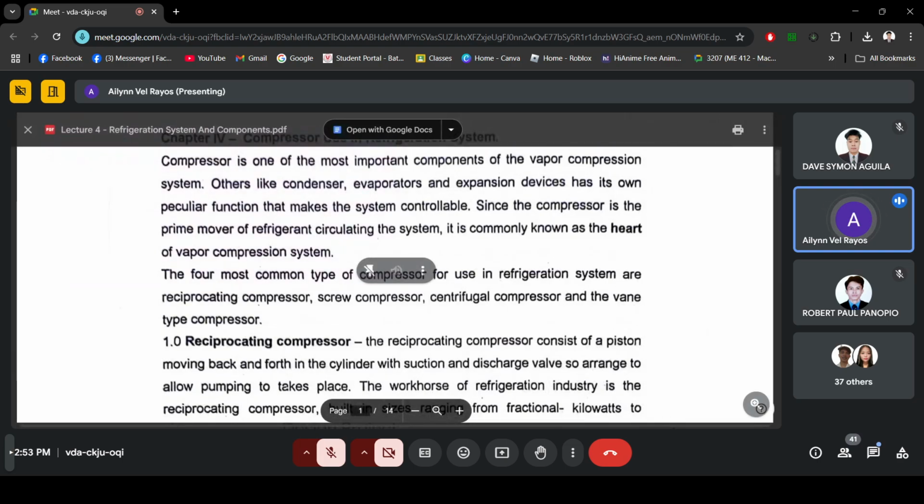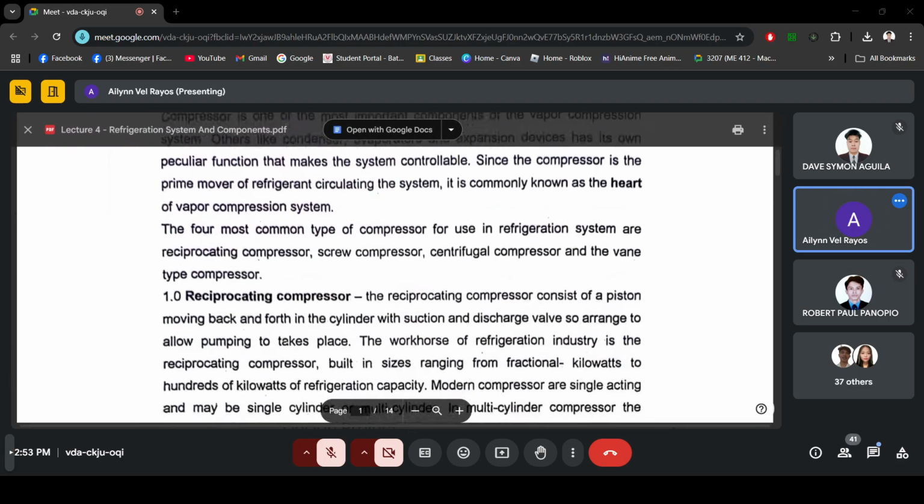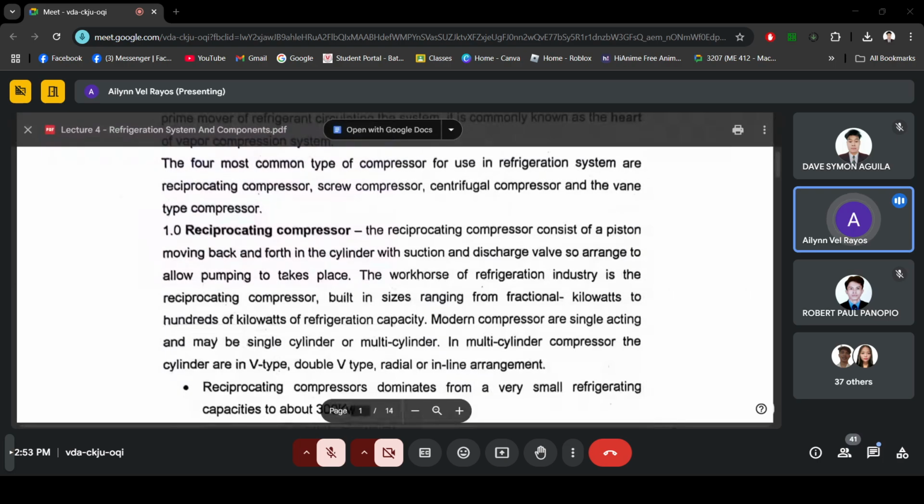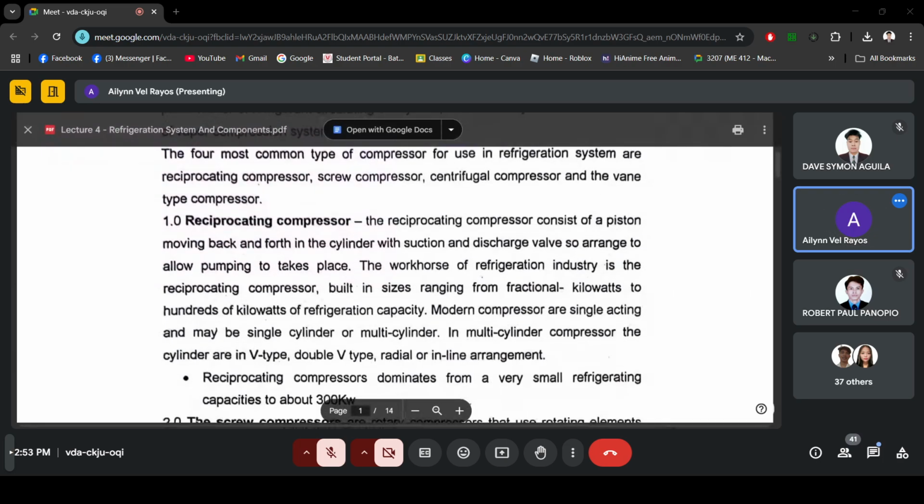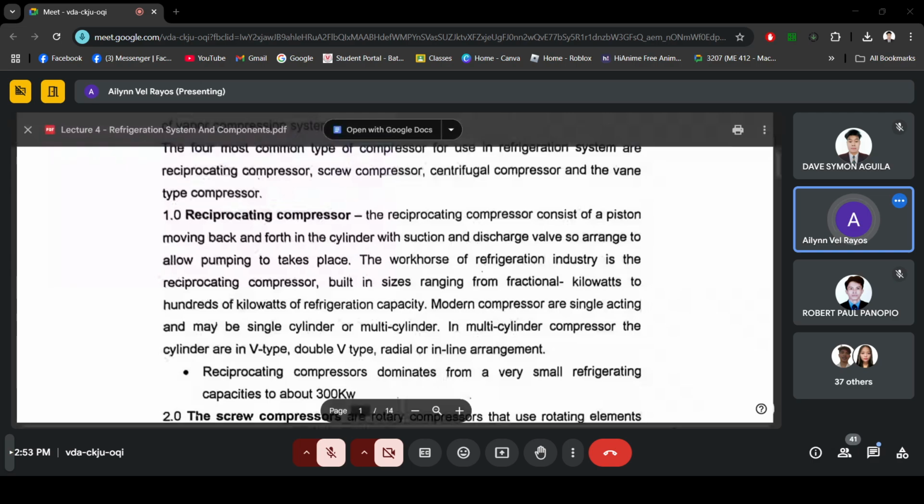and some of these were discussed kanina. So we have the reciprocating compressor, screw, centrifugal, and the vane type. So for the reciprocating compressor, can you please read this, Avniel?